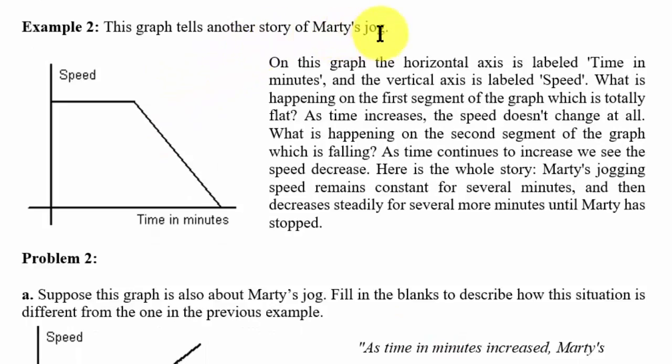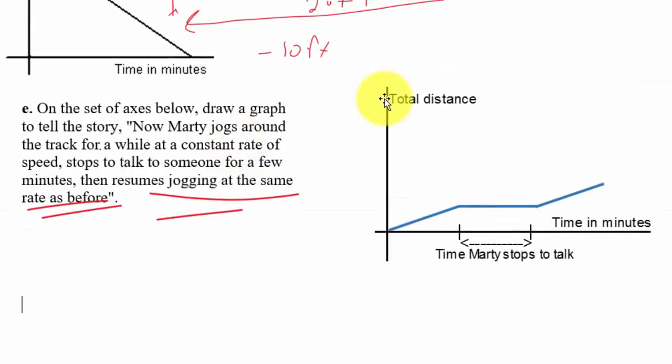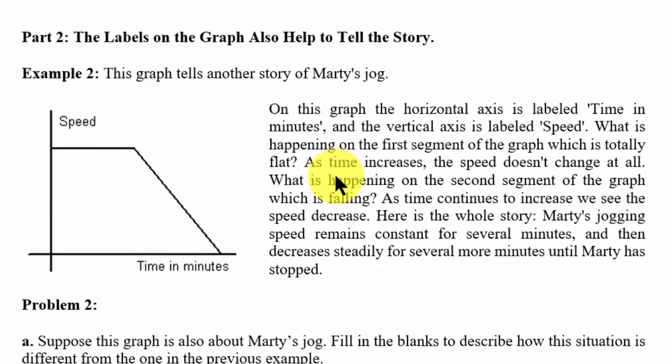It says this graph tells another story of Marty's jog. But now notice the labels have changed. Right? We've been dealing with total distance for our vertical axis. In this next problem, they changed the label to say speed. Okay, so let's see how that changes things up. All right, so on this graph, the horizontal axis is labeled time in minutes with the vertical axis as speed.